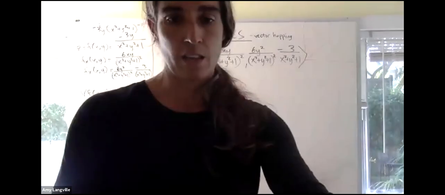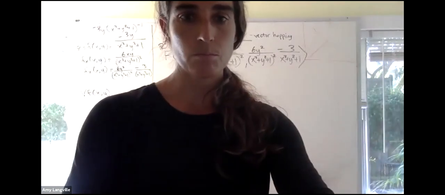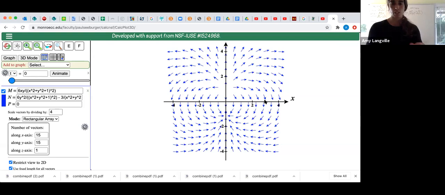Remember that in that example we were just looking at in CalPlot 3D, the flow line starting here would bring me around like this. But had I started over at this point in quadrant 2, I'd come around this way, right? So the flow line depends on the point that you're at.